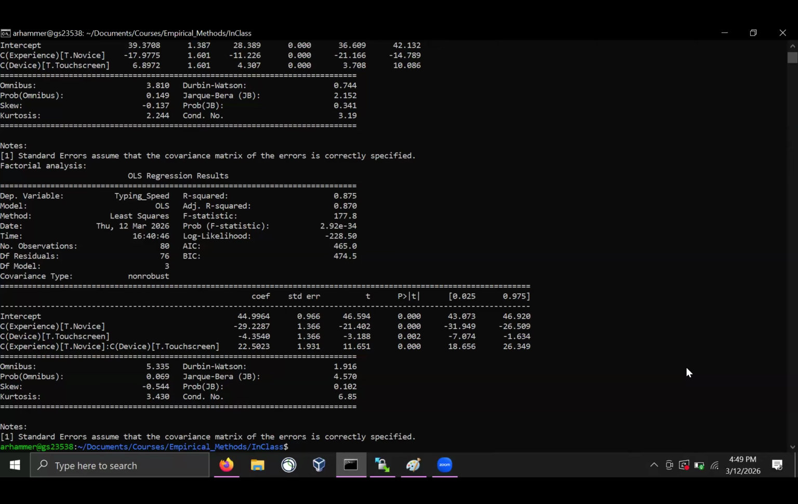Okay, good place to end for the day. Hopefully you've seen how to analyze some of this experimental data that would come out of a factorial design of an experiment.